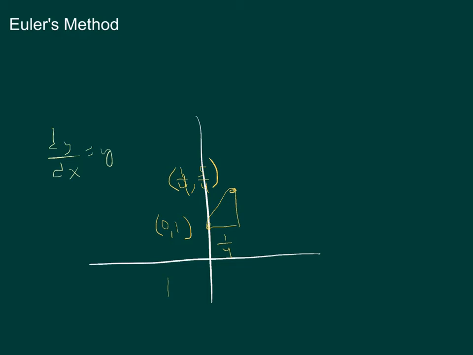Now, the slope would be 5/4, and so that means I go over another fourth, and the slope here would be 5/4. And if I go over a fourth, then I would have to go up 5/16.